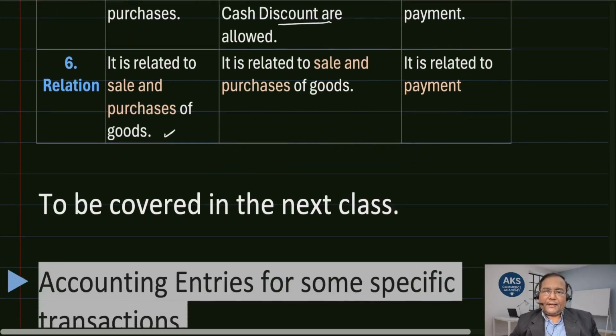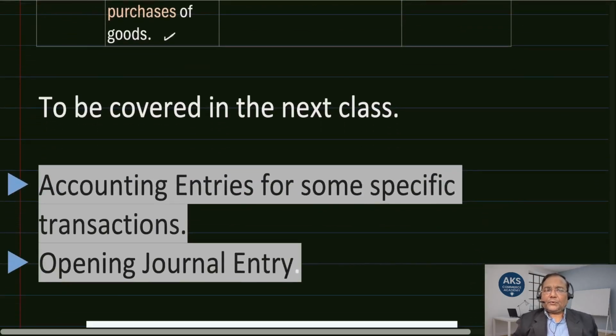Now, to be covered in the next class: what are we going to cover? Accounting entries for some specific transactions, and the opening journal entry is also something we will see. There are some specific type entries and transactions we will see so that you have a deeper understanding of journal entries, and also the opening journal entry. With this, we will close the chapter.